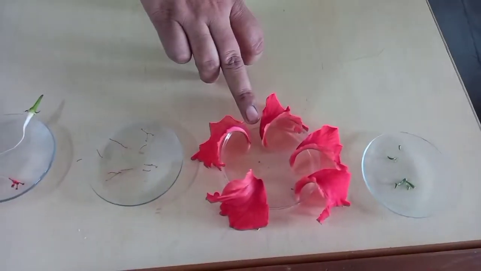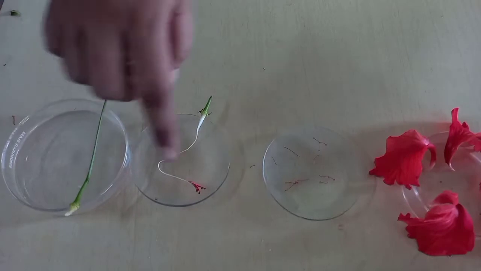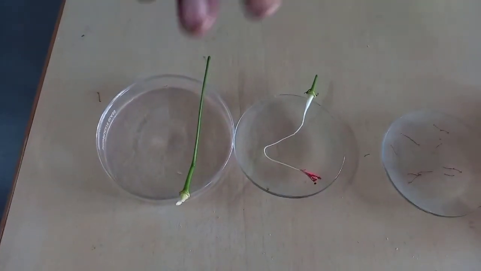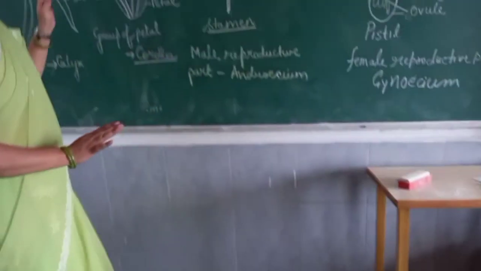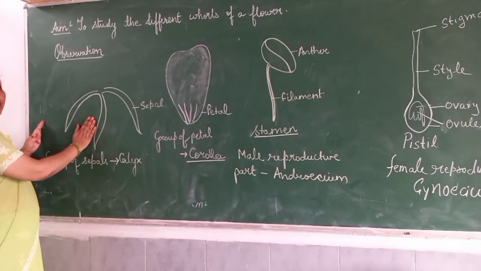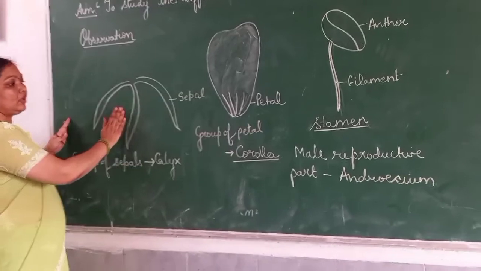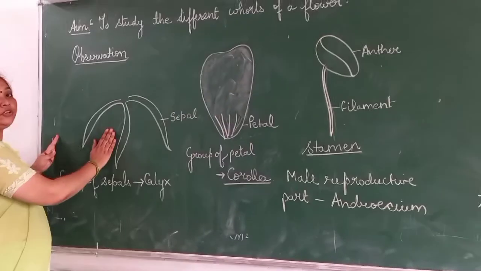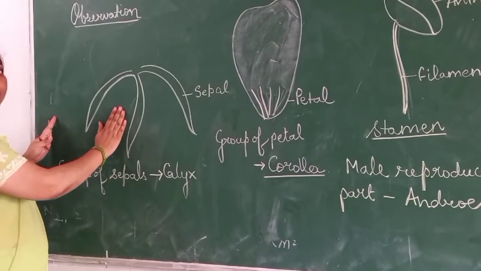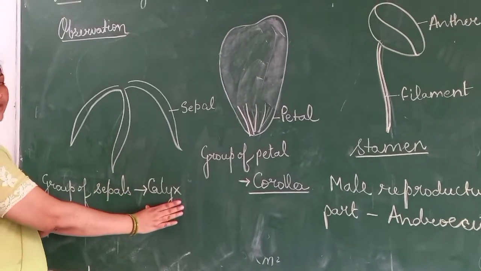First is calyx, these are corolla, stamen, this is pistil, that is stigma, style and ovary, and ovary with ovules. Now we are going to summarize it with the help of a diagram. Sepals, these are green color structures, and it is the outermost whorl of a flower. It protects the flower at the bud stage. The sepal will protect the flower. A group of sepals is called calyx.